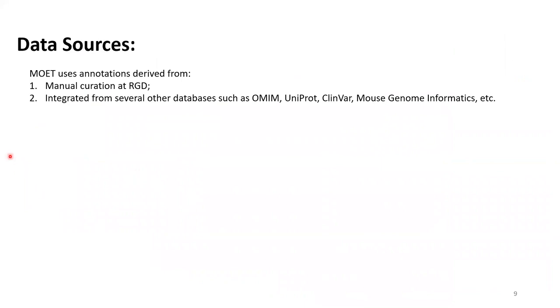Data sources: MOET uses annotations derived from manual curation at RGD and data integrated at RGD from several other databases such as OMIM, Uniprot, ClinVar, MGI, etc.